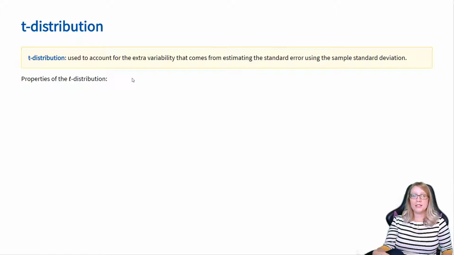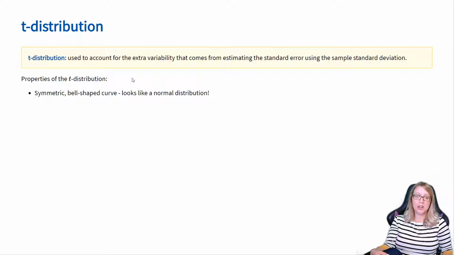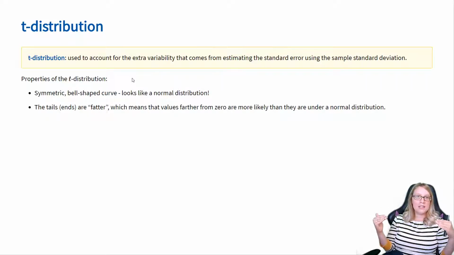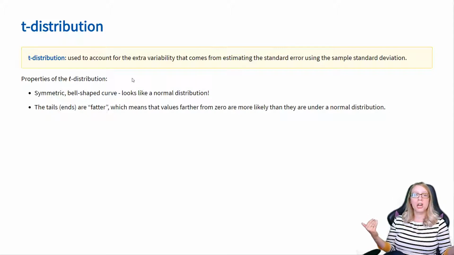There are some properties of the t-distribution. The first thing that we've already noticed is that the t-distribution is another example of a symmetric bell-shaped curve. The t-distribution also looks a lot like a normal distribution. The t-distribution is a fatter distribution, meaning that it's more spread out on the ends. In practice, what this means is that t-values that are farther from zero are more likely to occur with a t-distribution than they are with a normal distribution. So the t-distribution is more spread out, in other words.